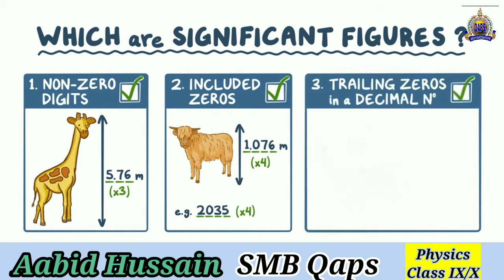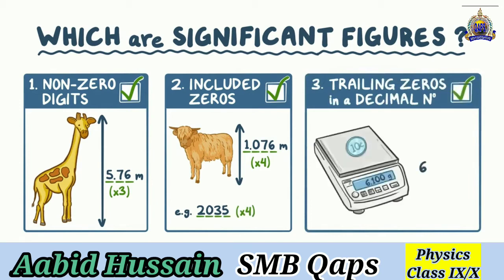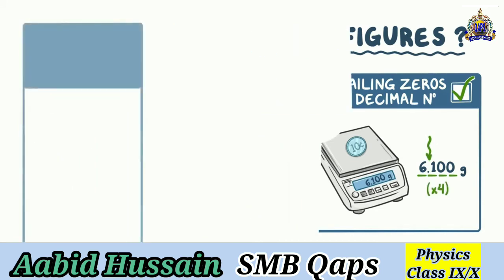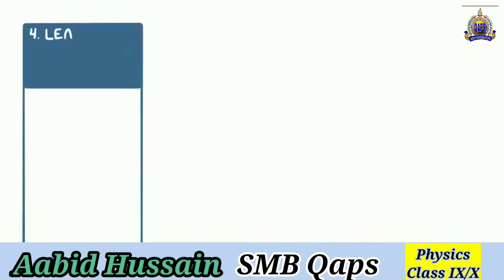It means if we have zeros but there is also a decimal point, then the zeros, whether they are located between the numbers or on the side of the numbers, will be called significant figures.